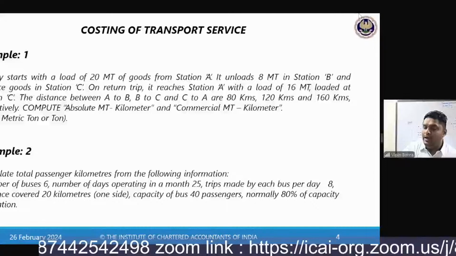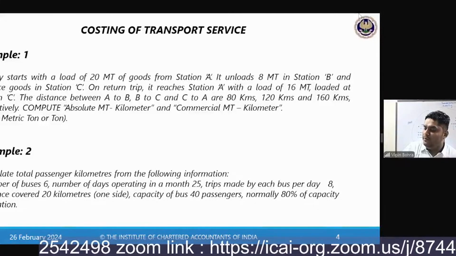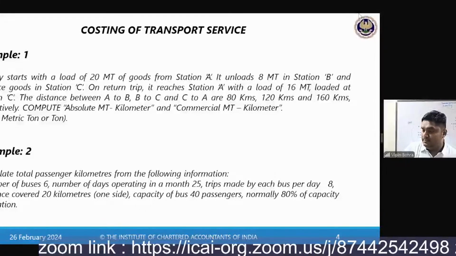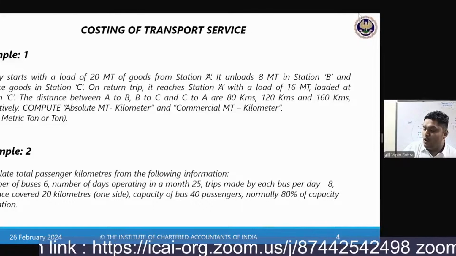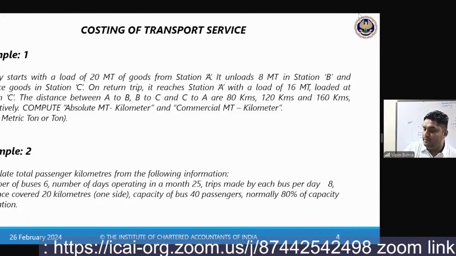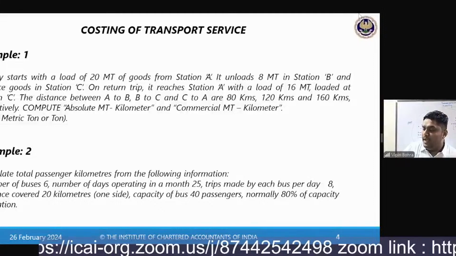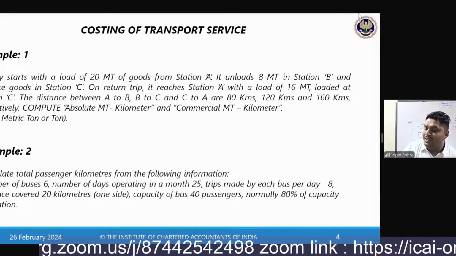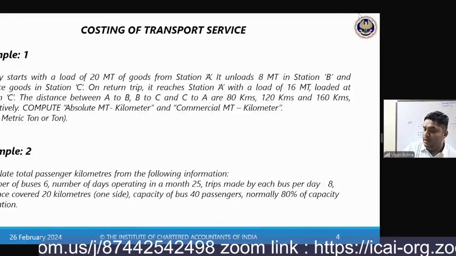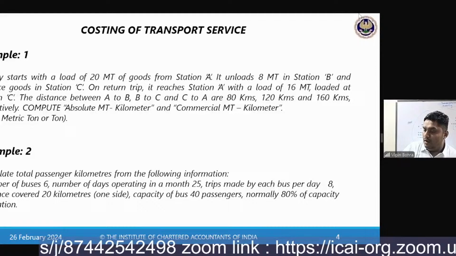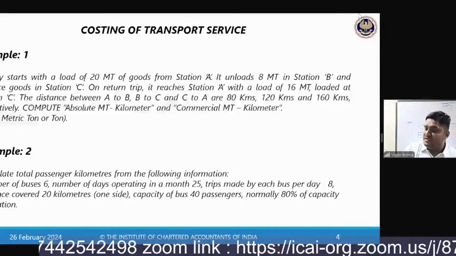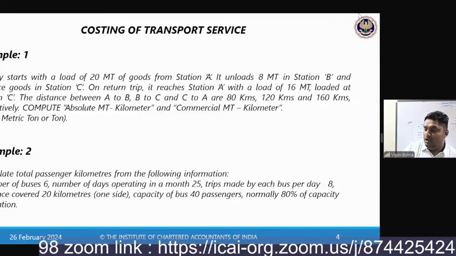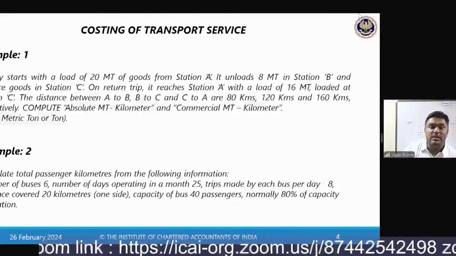You are required to calculate the total passenger kilometer from the following information. The total number of buses is 6. The number of days operating in a month is 25. Trips made by each bus per day is 8. Distance covered one side is 20 kilometers. Capacity of the bus is 40 passengers, and normally 80% of the capacity is utilized. You are required to calculate the number of passenger kilometers.